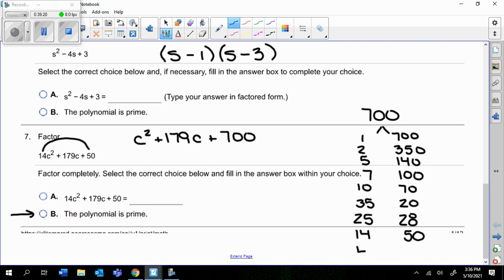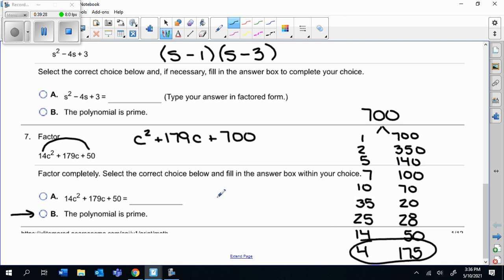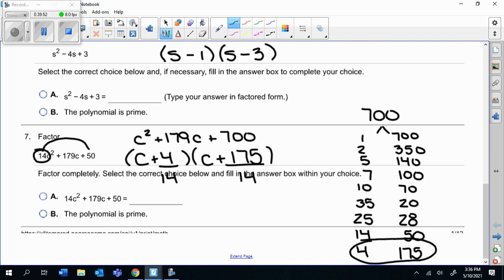All right, so 4 and 175. I just couldn't see it while the video was working, and I thought to myself at some point, oh, I'll go back and check. So this is C. I take it back. I didn't think I picked a prime one on the test. C plus 4, and then C plus 175. And if you multiply by 14 at the beginning, we've got to divide by 14 here at the end. And so 4 over 14 is 2 over 7.